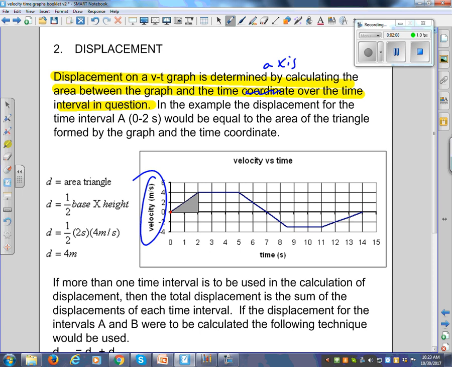Okay? In calculus, they tend to only deal with graphs that are above. Okay? We're going to deal with above and below. So there's a special thing you have to be careful of. So it's the area, again, between the graph and the axis. In the example, the displacement for the time interval A between 0 and 2 seconds would be equal to the area of the triangle formed by the graph and the time coordinate.